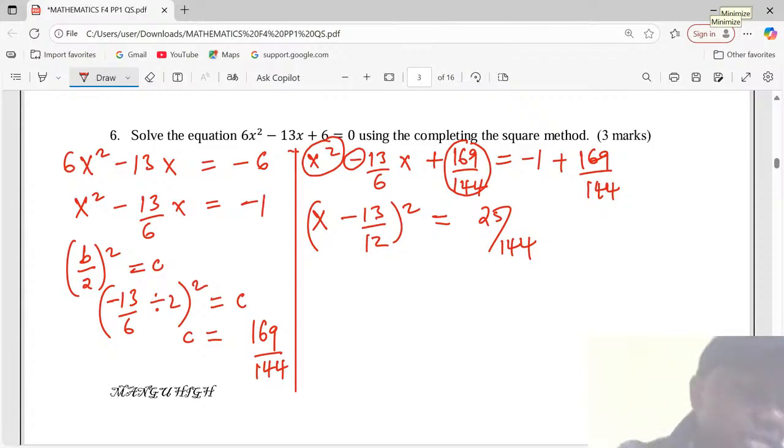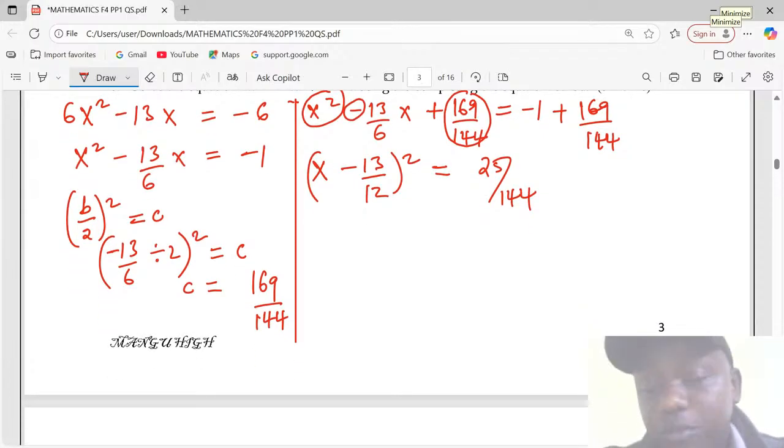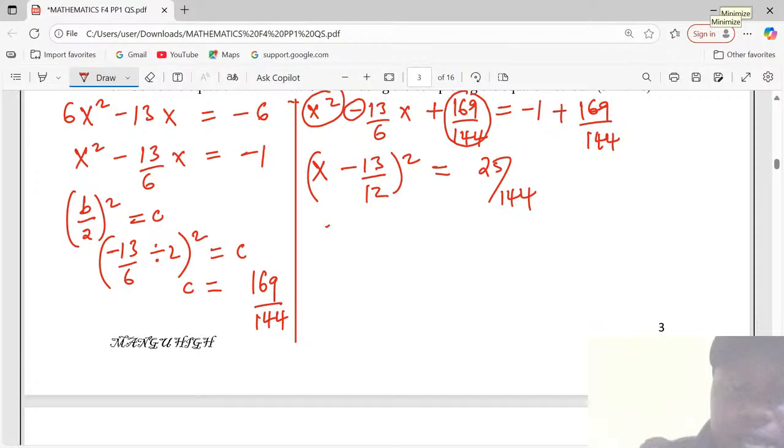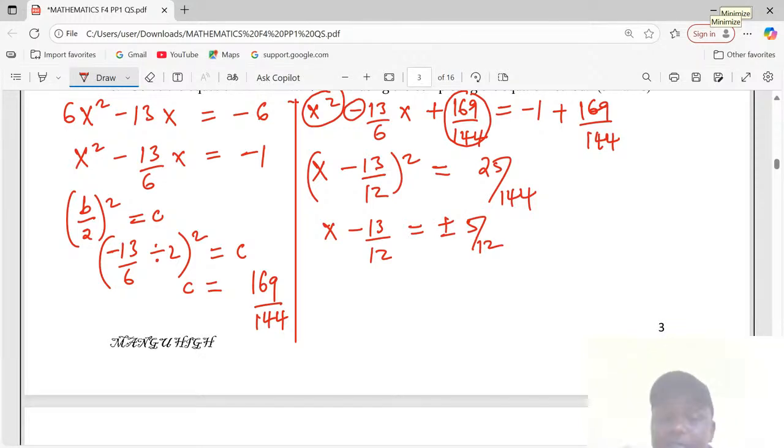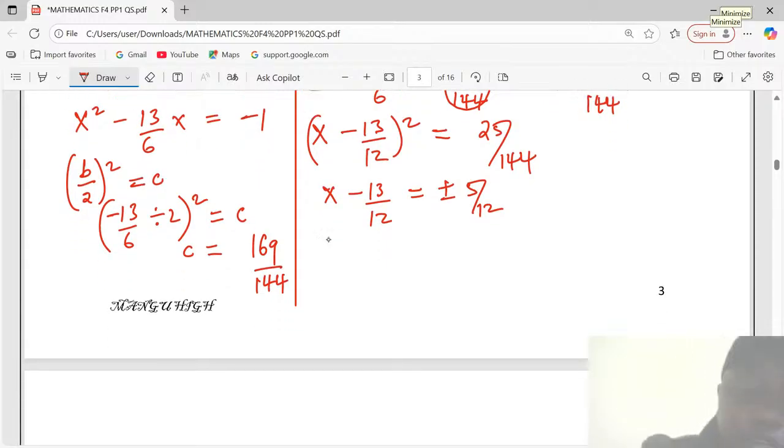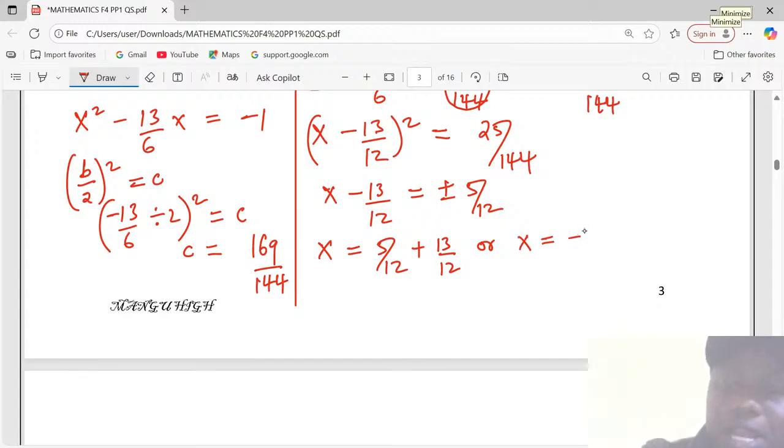At this point now, we are only supposed to take square root of both sides. To take square root of both sides means x minus 13 over 12. We have taken square root, so the power disappears. This is equal to the square root of the right-hand side, which should be plus or minus 5 over 12. So we have possible values of x. x equals 5 over 12 plus 13 over 12, or x equals negative 5 over 12 plus 13 over 12.